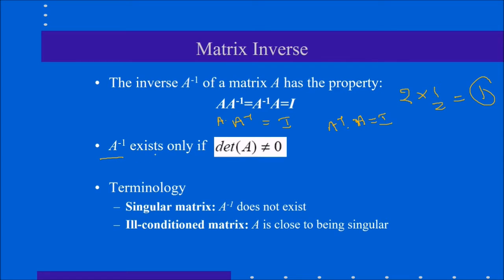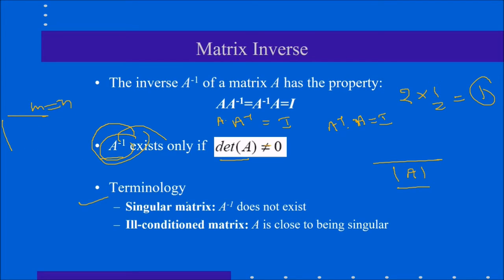A inverse is only existing when the determinant of A is not equal to 0, because when you compute A inverse, the determinant of A comes in the denominator. So it cannot be 0. And inverse only exists for square matrices. Square matrices means rows and columns should be equal, M equal to N. If it is an M by N matrix, M should be equal to N.